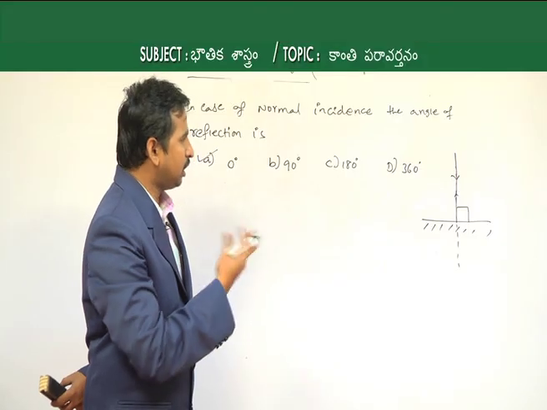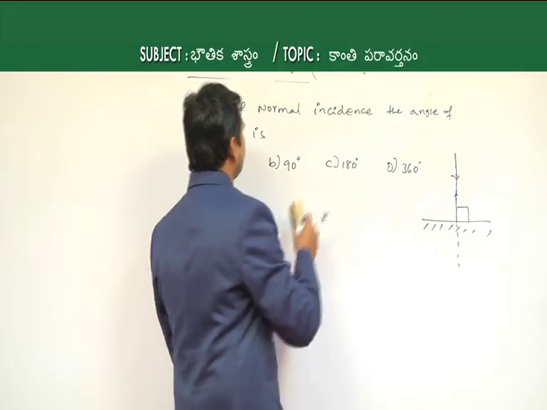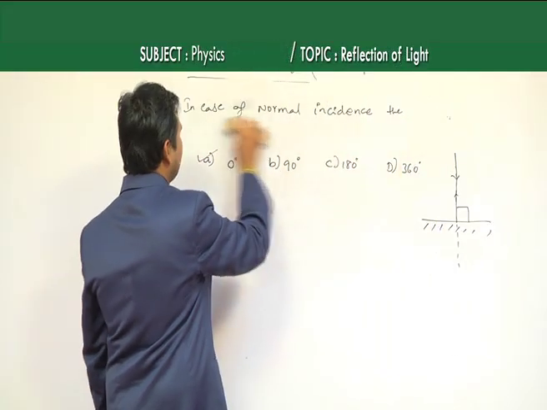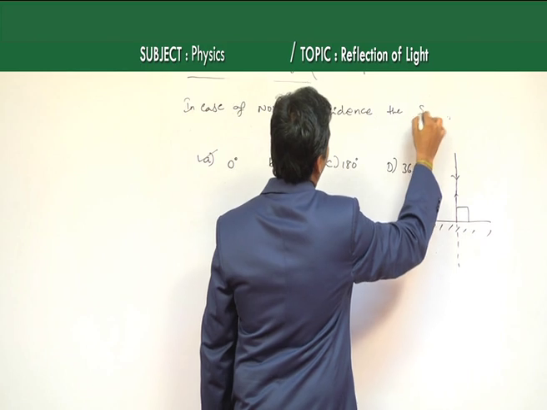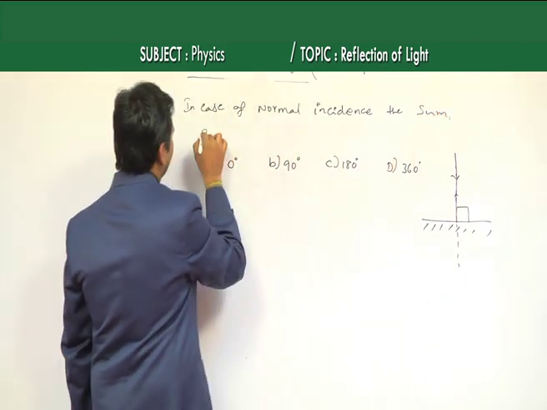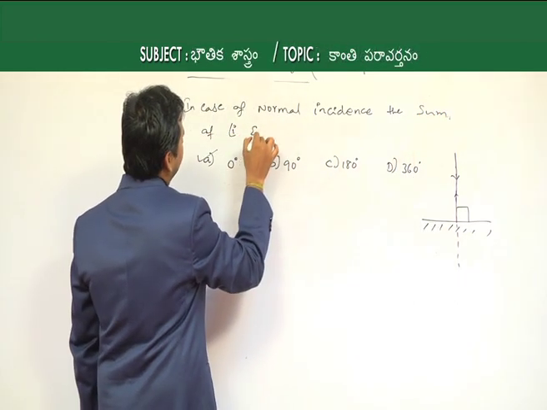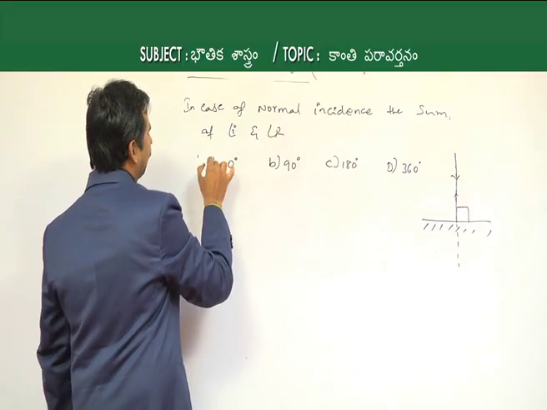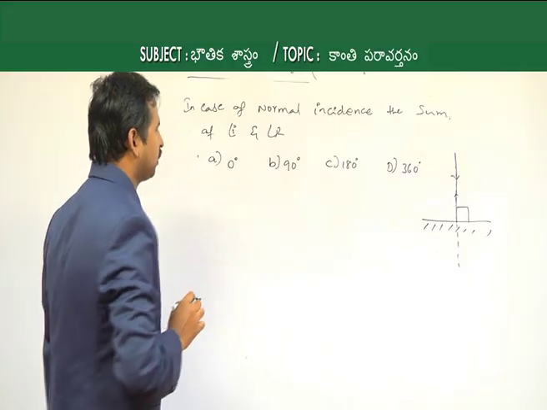But for the same question, they can ask like this. In case of this normal incidence, you may have to find the sum of the angle of incidence and the angle of reflection. They can also ask the sum of the angle of incidence and the angle of reflection.